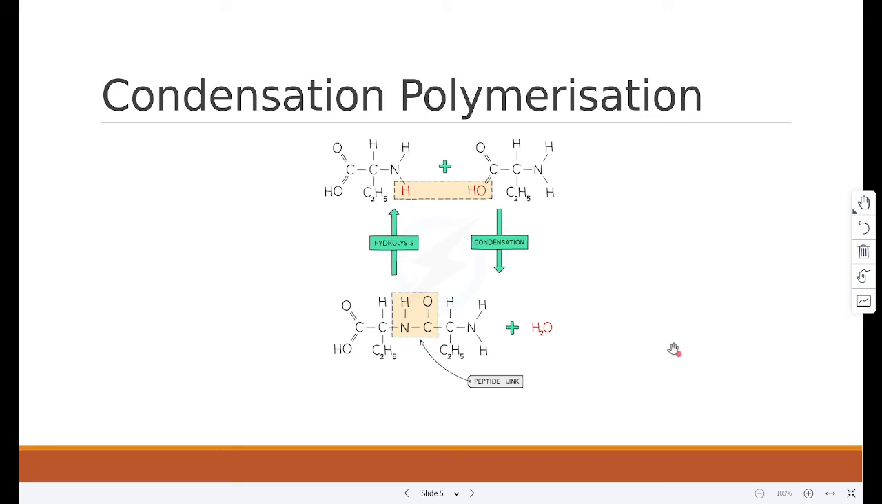Condensation polymerization. Now, condensation polymers are formed when monomer molecules are linked together with the removal of a small molecule, usually water. So, as you can see, these two molecules join together by condensation and form this whole molecule, and water is released. And hydrolysis is when this molecule breaks down into two molecules.